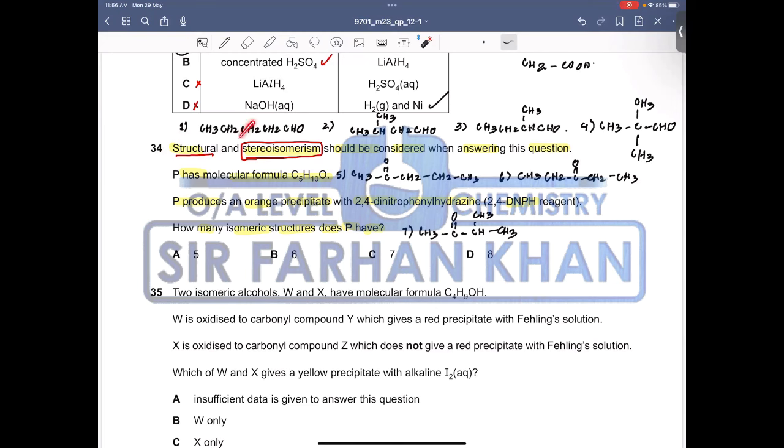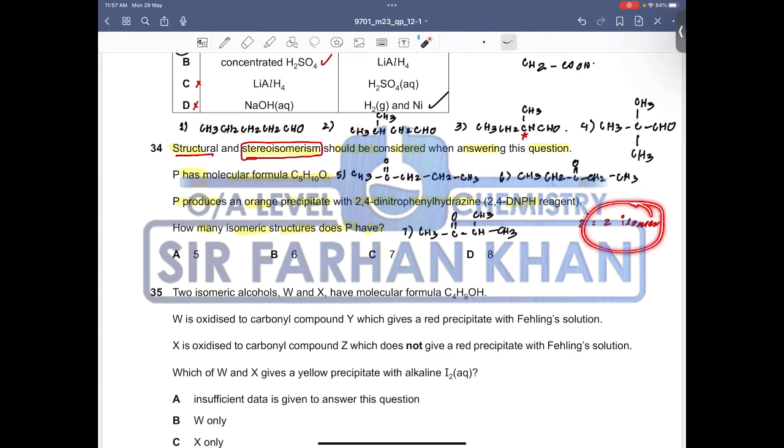There is no geometrical and optical isomerism possible here. But yes, we have one chiral carbon atom here. So total we have, I think, 8 isomers along with chiral. Okay. So 2 to the power 1 is going to be 2. So 2 optical isomers because of one chiral. So 1, 2, 3, 4, 5, 6, 7, and this one is 8.